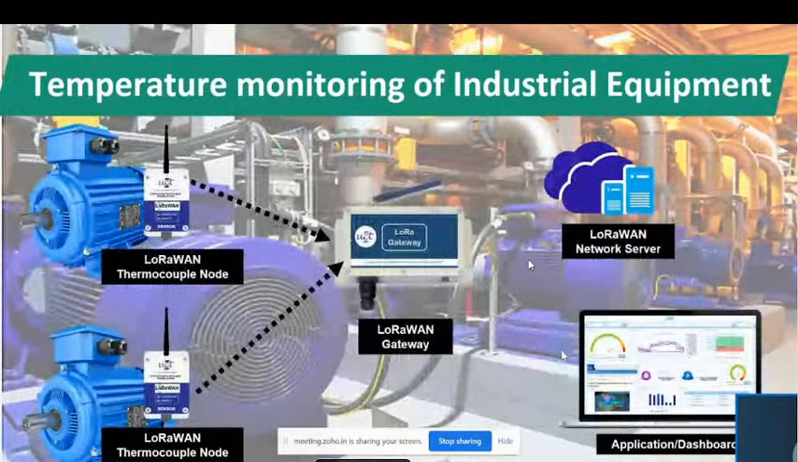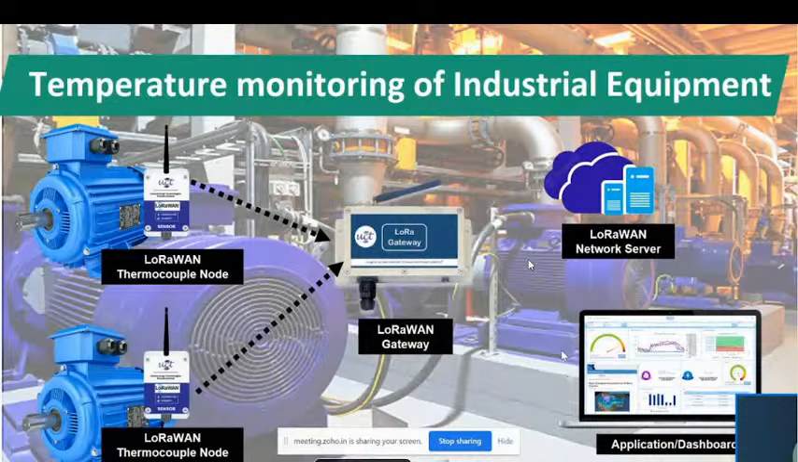So this is the architecture, where we can place our thermocouple node on our motors, and then we can get data to our LoRaWAN gateways. Then the gateway will send data to the server, and then we can have the dashboard to monitor our motors' health also, and when we need to do a shutdown, the maintenance, and these kinds of things.